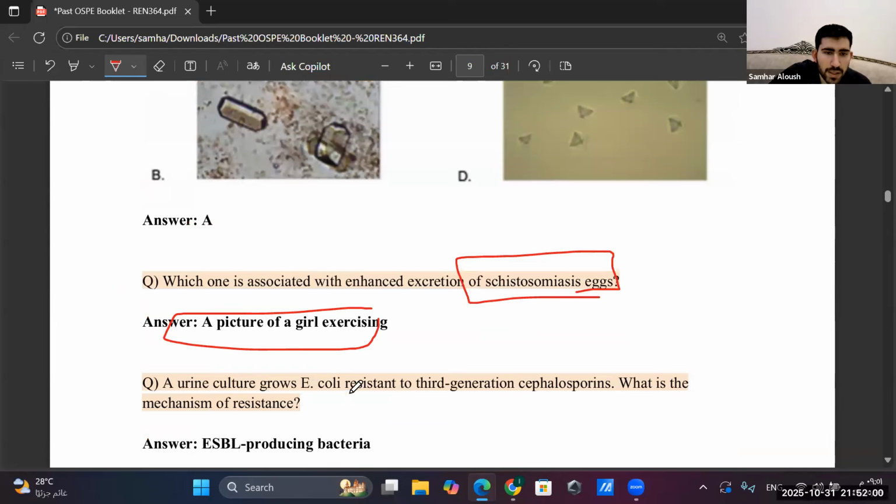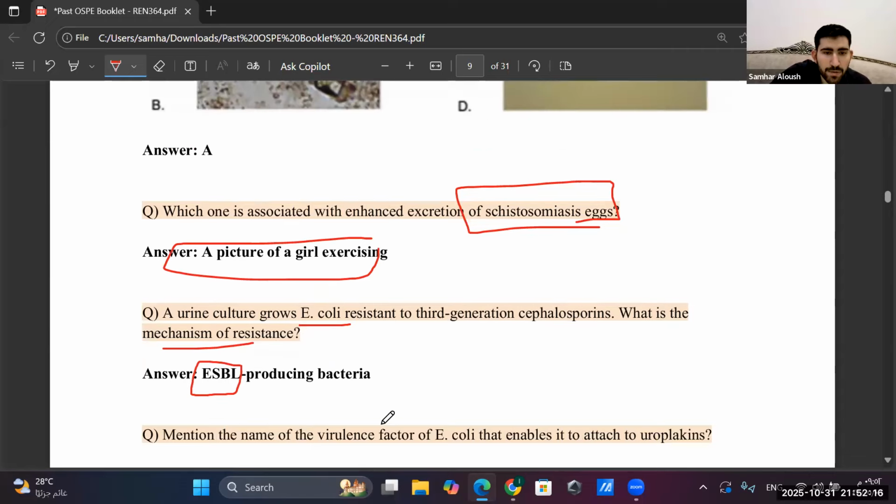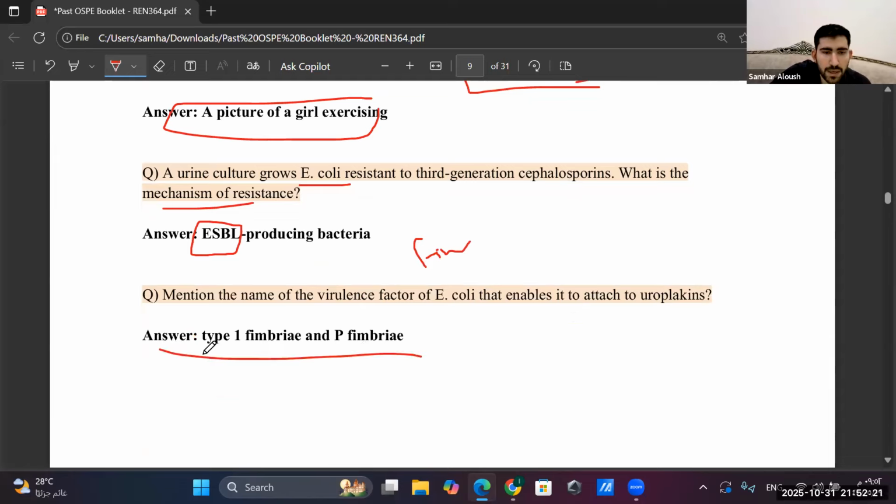Okay, a urine culture grows E. coli. What is the mechanism of resistance? How is E. coli resistant to methicillin? We said ESBL. So ESBL means that they have an enzyme called beta-lactamase that destroys methicillin. That's how it's resistant. Mention the name of the virulence factor of E. coli. We said in the lecture it's fimbriae. So it's going to be fimbriae.